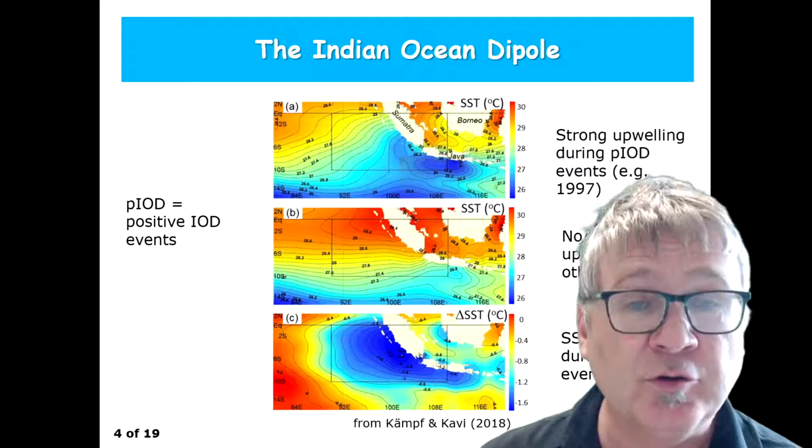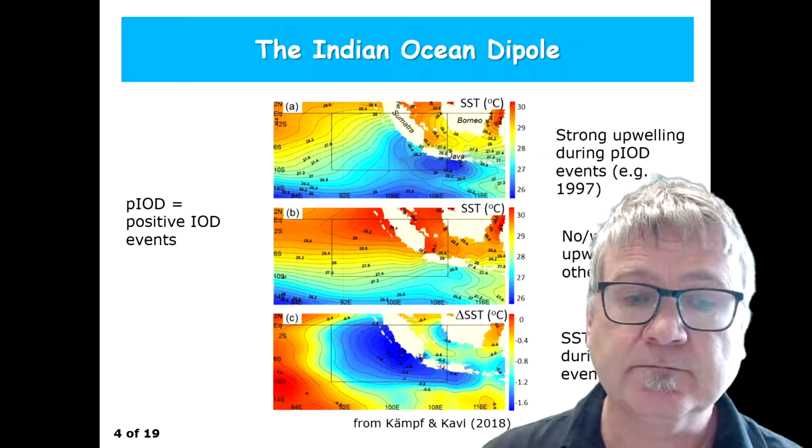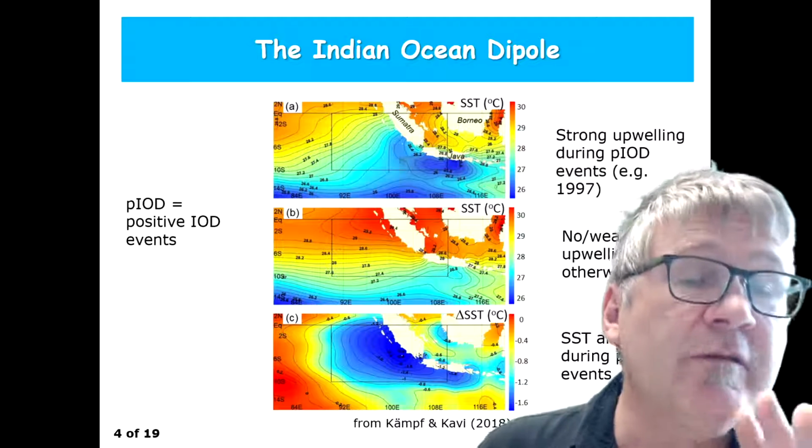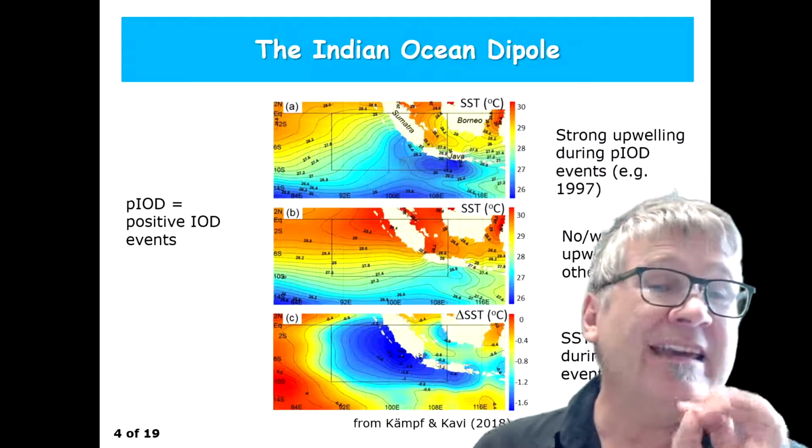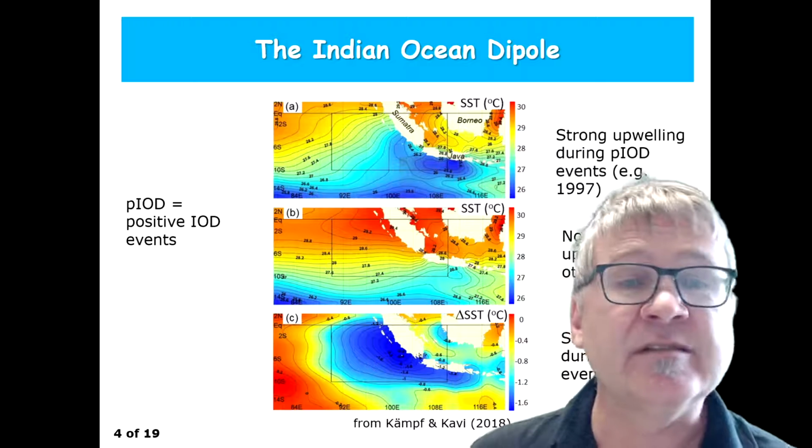Okay, and this is part of the variability that you get in the Indian Ocean. It's important to know this. The Indian Ocean Dipole also influences the weather in Australia, but I will not discuss this feature.